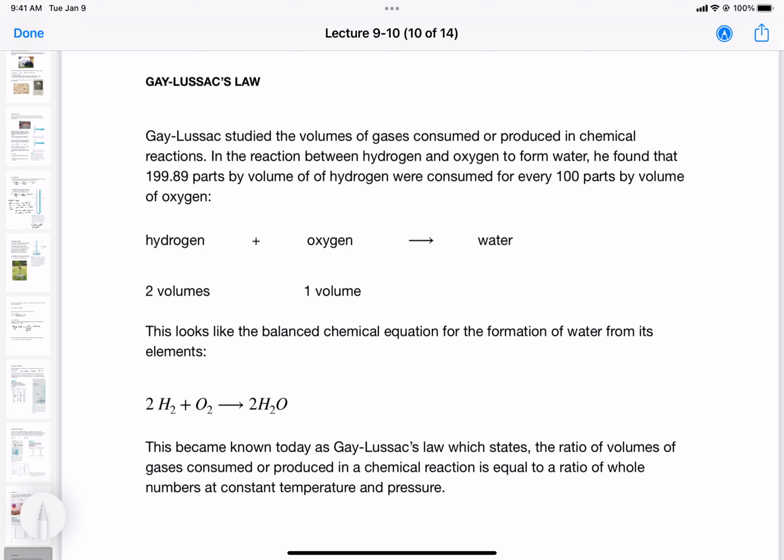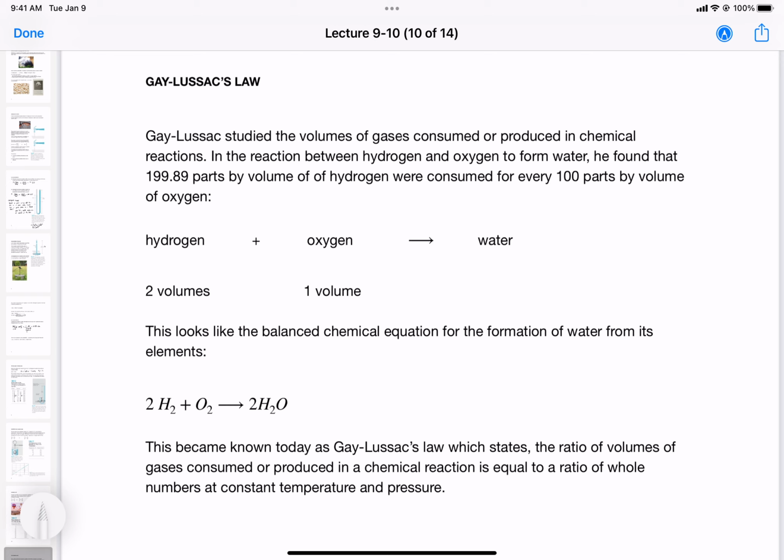Well, that sounds vaguely similar to the chemical equation where we say 2 moles of hydrogen reacts with 1 mole of oxygen to give us 2 moles of water. So it seems like these ratios in chemical reactions are also related to volumes when we talk about gases.